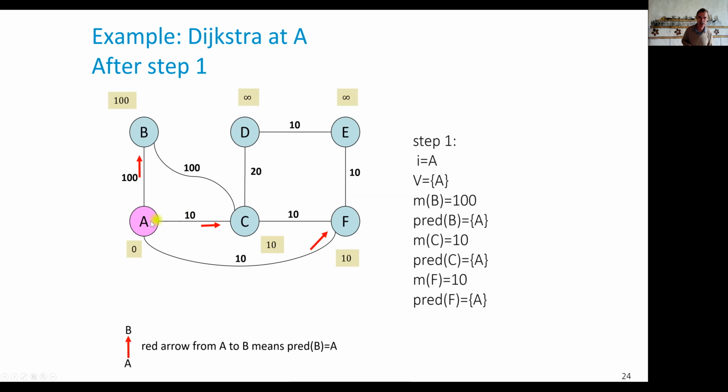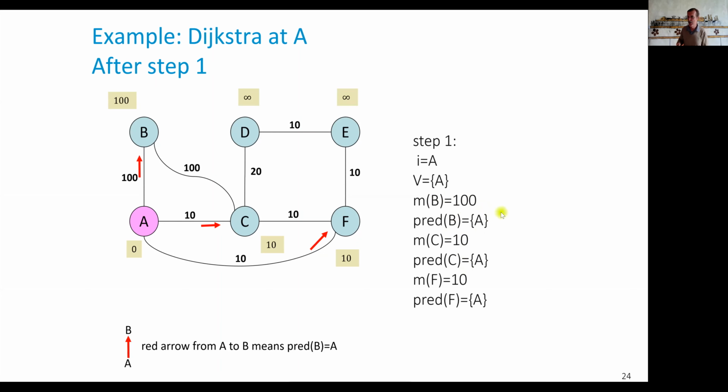By doing a calculation, I will compute the distance from self to A, which is 0, plus the distance of going to B via this link, that gives an estimate of 100. If I go to C, I have an estimate of 10. If I go to F, I have an estimate of 10. So those are the three estimates I can give at this point of the distances to B, C, and F. So I keep those estimates here.